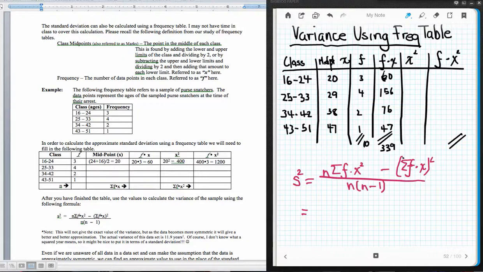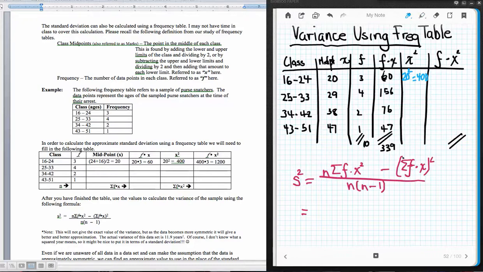I filled in the frequency table for what we'd already found. Here are the computations over here. You can look back to the videos on how to find the mean for the frequencies if you want more explanation there. So we're just going to pick up by finding the x squareds. Our x's are our midpoints, so we're just going to square those. We're going to square 20 for the first one, so 20 squared is 400. Then we square 29 to get the second one, 38 to get the third one, and 47 to get the fourth one.